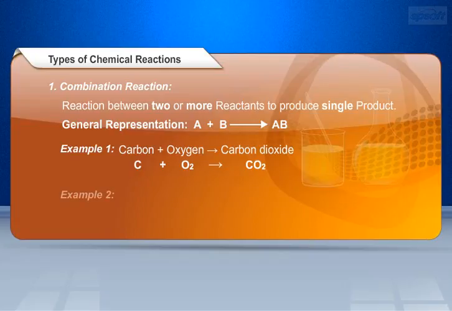Now let us look into the second example. The word equation is potassium plus chloride gives potassium chloride. The chemical equation is.